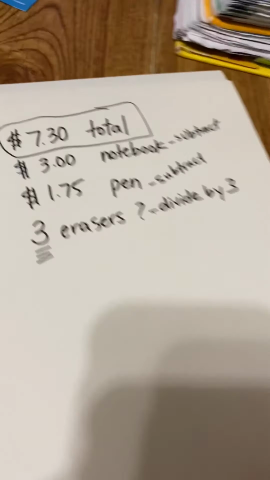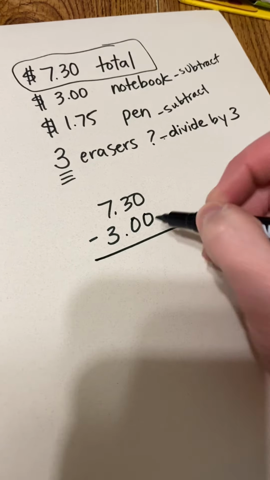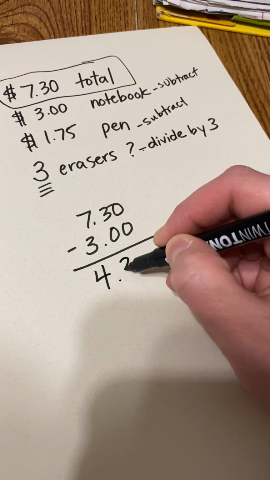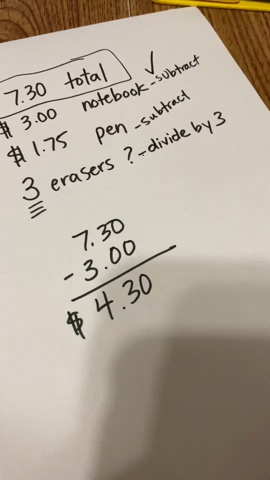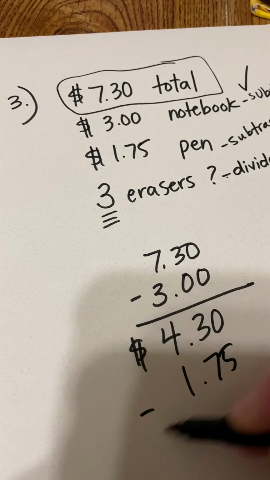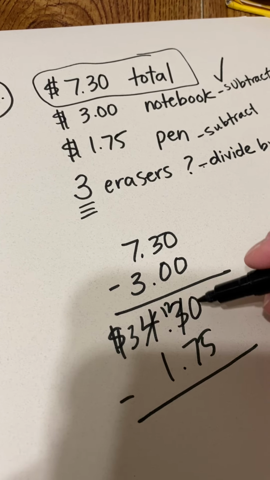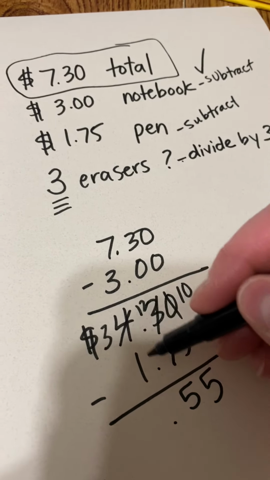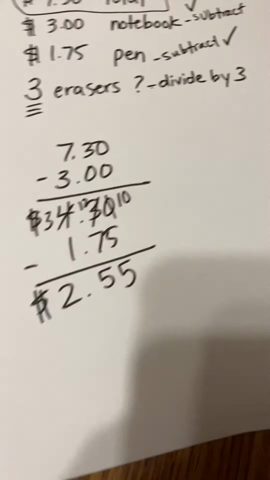Okie dokie. So let's start by taking our $7.30 and subtracting the one notebook that she bought. Okay, so that's pretty simple. So that's $4.30. Okay, and then, so done with that, because there's only one notebook and one pen. So take away the pen now. $1.75, so now I have to borrow. 3, make this 9 plus 3 is 12, and then this is 10. So 10 minus 5 is 5. 12 minus 7 is also 5. And then 3 minus 1 is 2.